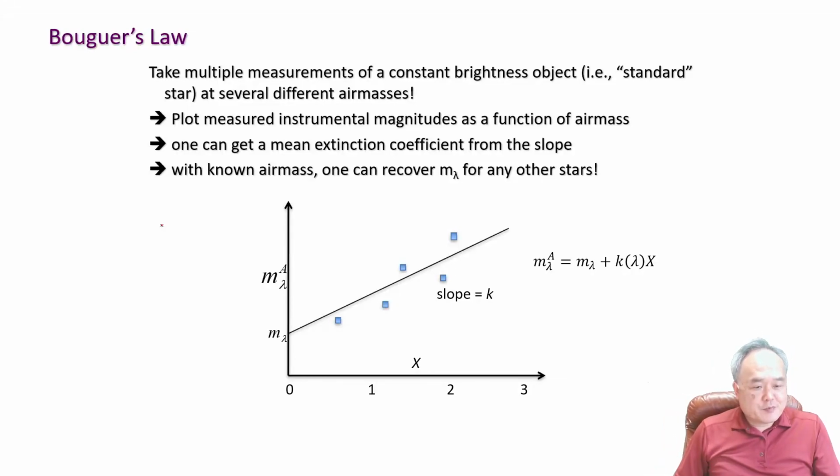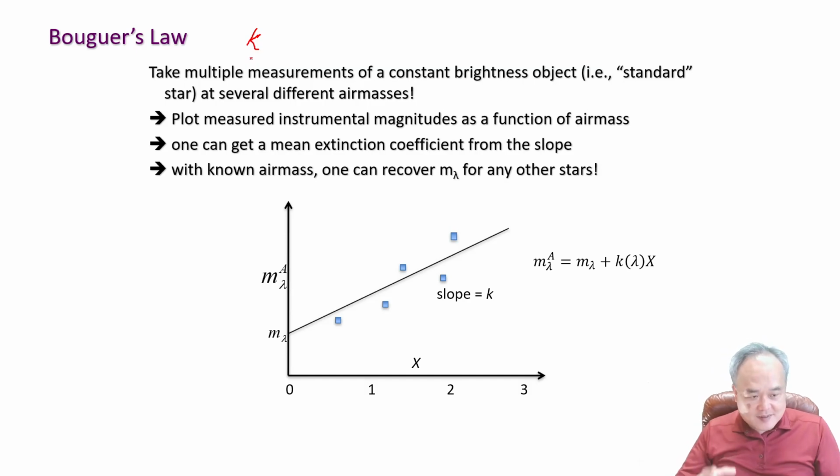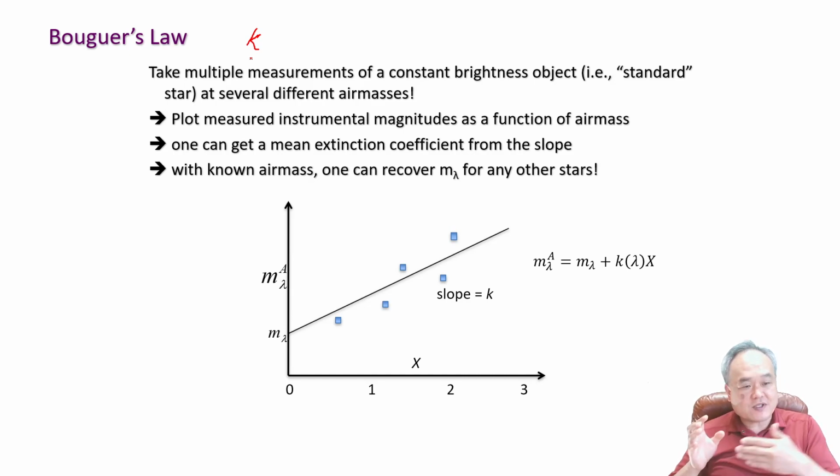As we learned from the previous video, the steps for eliminating the effect of the atmosphere all come down to how we actually obtain this wavelength-dependent extinction coefficient kappa. So the simplest way to obtain kappa is by repeating observations of a known brightness object across multiple air masses.